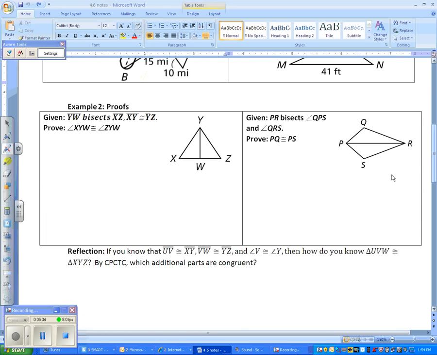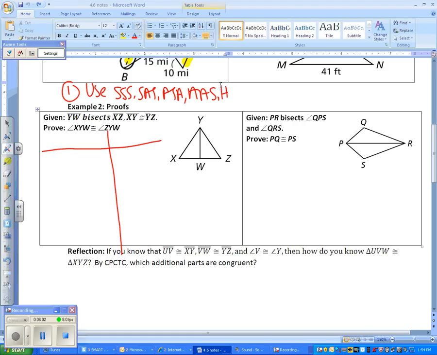Now the second thing, and mostly what we're going to be using CPCTC for, are proofs. So yay, I'm going to do one proof with you guys. It says, given, and here's all my given stuff, prove parts are congruent. Not triangles, parts. But the process is going to be the same. First, you're going to use either SSS, SAS, ASA, AAS, or HL to prove triangles are congruent.